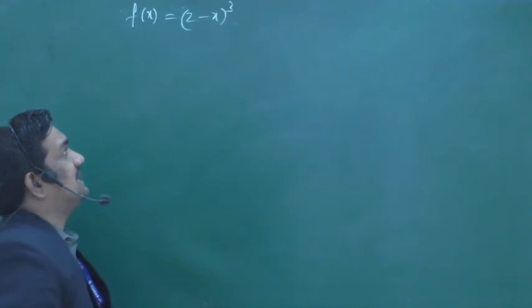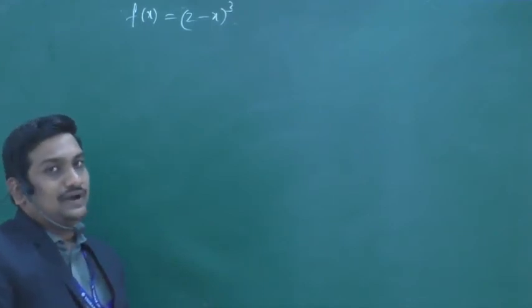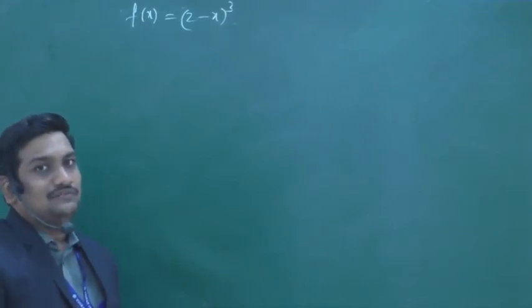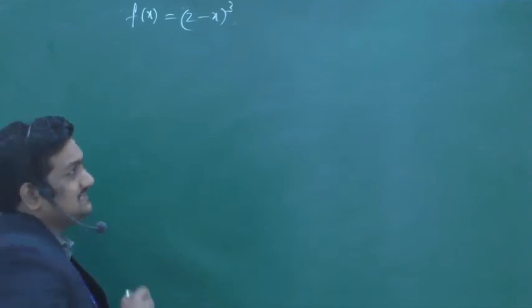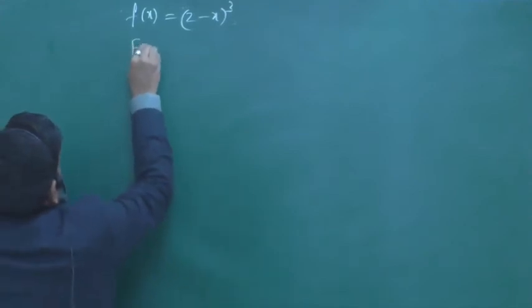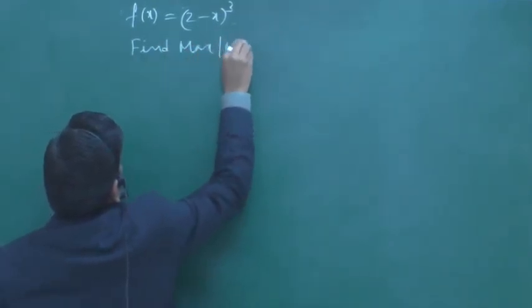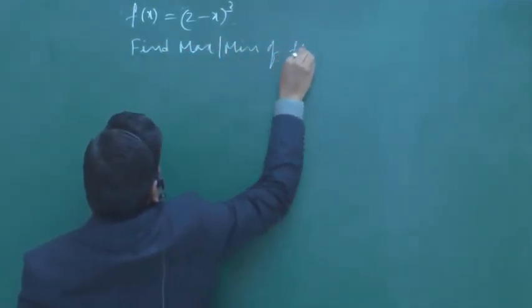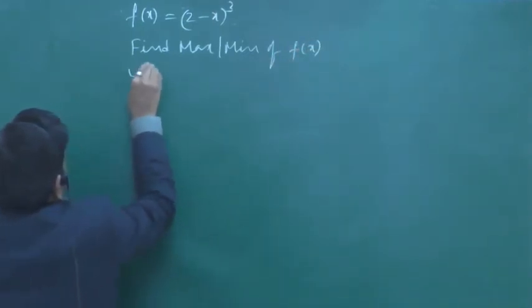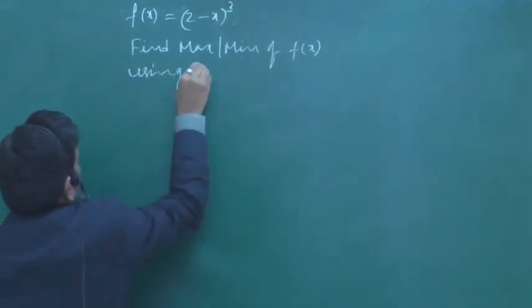Now let us take the function f of x equals to 2 minus x whole cube. You need to find the maximum or minimum of this function by using the second derivative test.